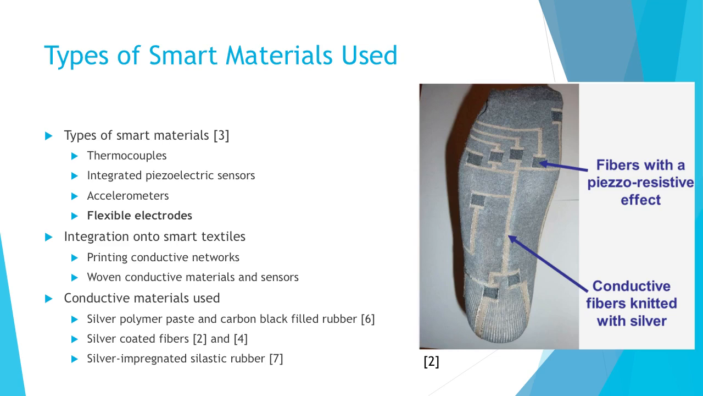Silver-coated fibers can also be used in woven materials. An example of this is the woven conductive fibers in Perrier et al.'s diabetic foot ulcer prevention sock, shown. Zhang et al. also used silver-coated polyamide yarns as brushes woven into their textile.